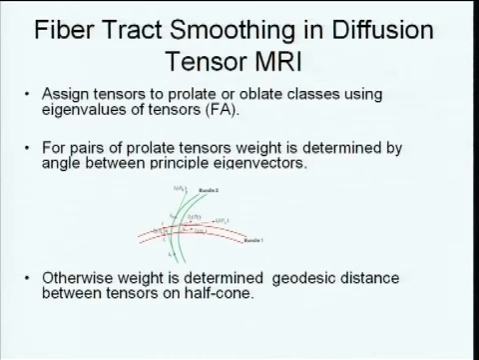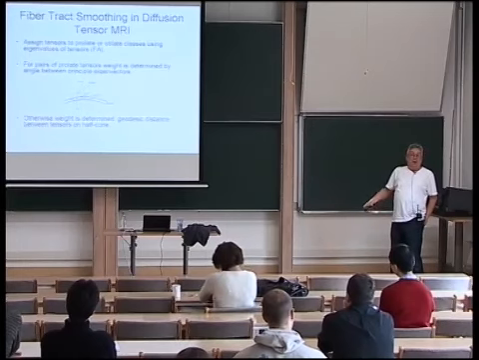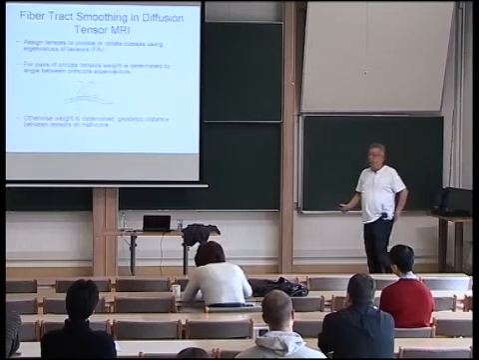And what we do in order to get this characterization, I won't go into the details, is that we compute the eigenvectors of the diffusion tensors and compute the angles between the eigenvectors and use this to determine a weight that encourages diffusion along the fiber tracts but discourages diffusion perpendicular to them.